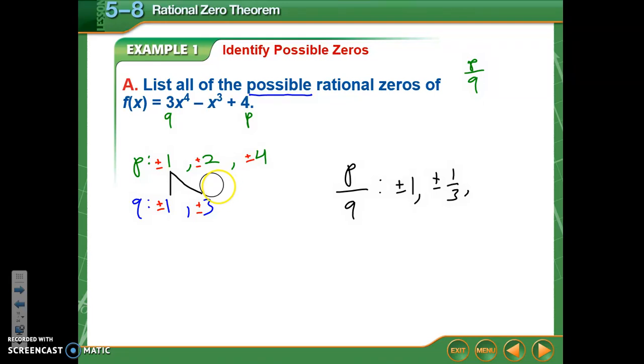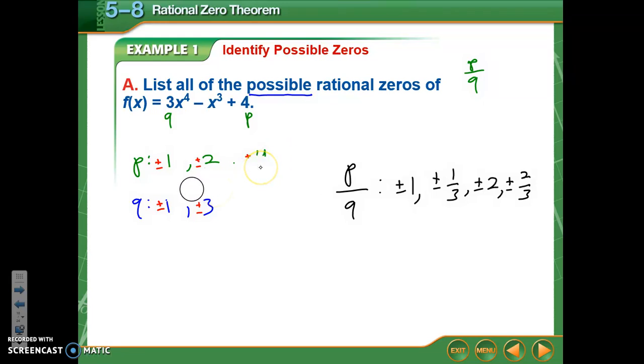Now I'm going to do the same thing, but with my 2. So I'm going to do 2 over 1 and 2 over 3. 2 over 1 is 2, so plus or minus 2, and 2 over 3 is 2/3, plus or minus 2/3. Then I'm going to do the same thing again with 4.